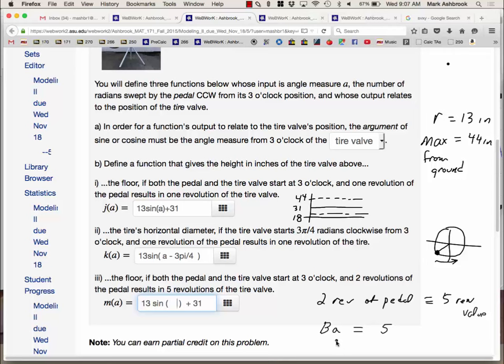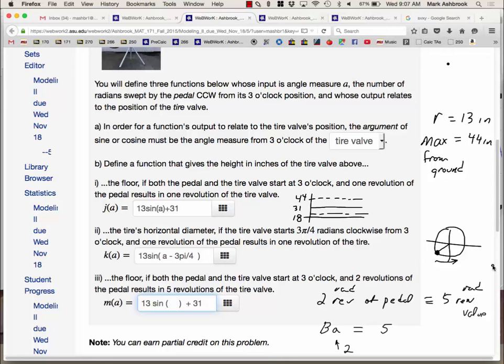Yeah, that's right. So you can just do it with radians too. That would mean that 2 radians of the pedal would be 5 radians of the valve, right? 2 revolutions of the pedal would also be saying that 2 radians of the pedal would be 5 radians of the valve. Okay.